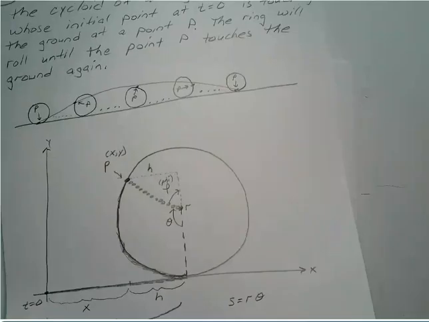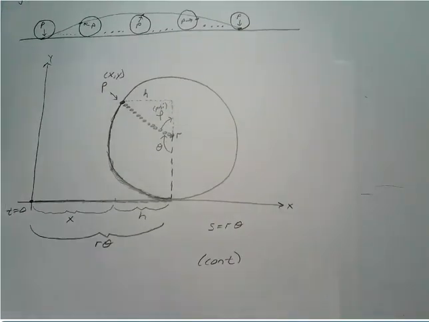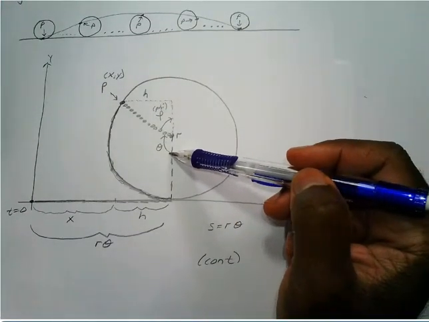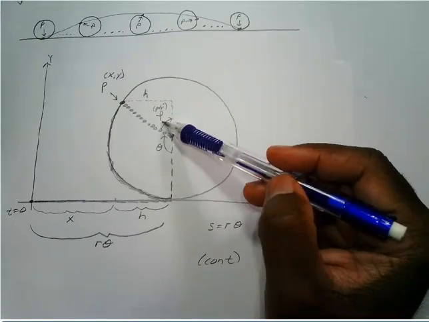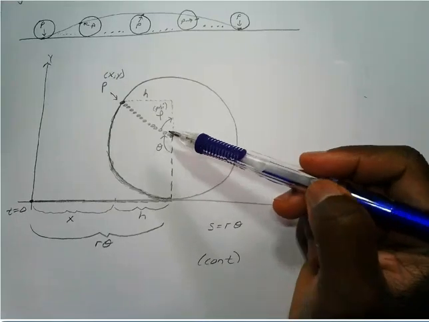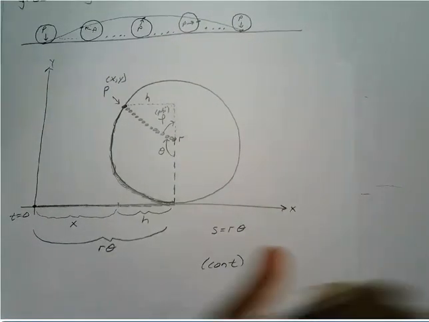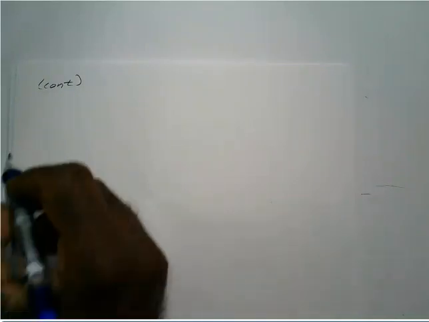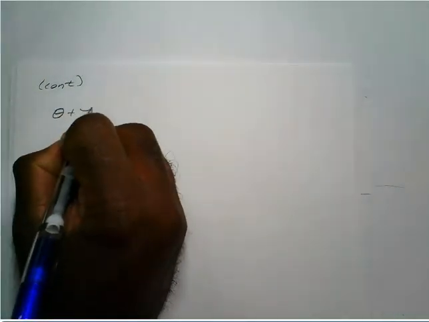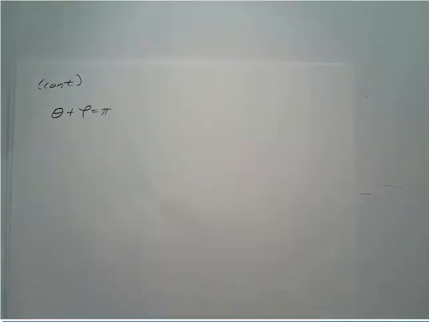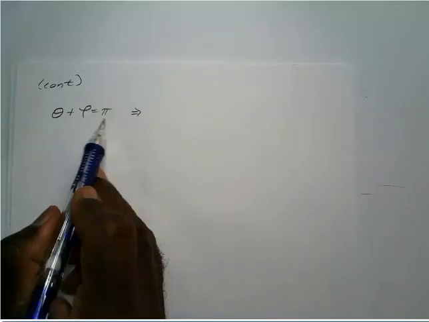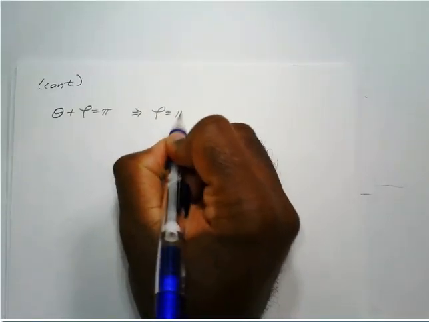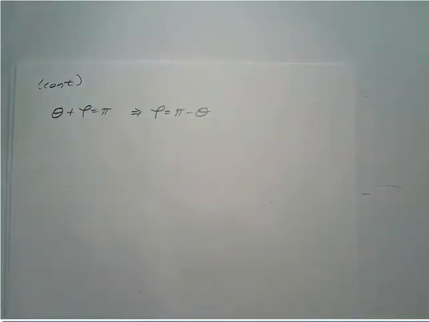Okay, so looking at this just for a quick second, you can see here that theta plus phi is a straight line. So theta plus phi is equal to 180 degrees or pi. So we know that theta plus phi is equal to pi. If we solve for phi, we subtract theta from both sides, so phi is equal to pi minus theta. How does that help? Glad you asked.